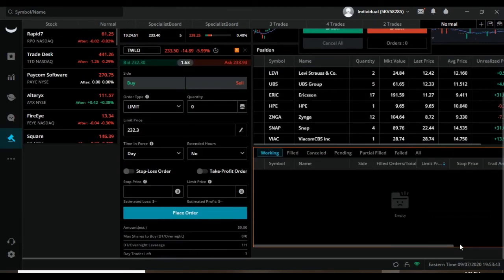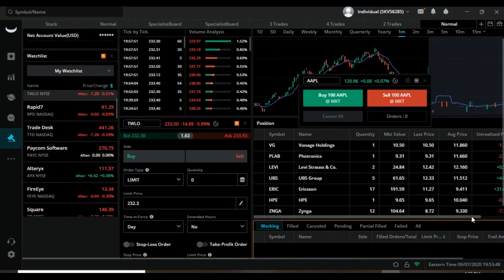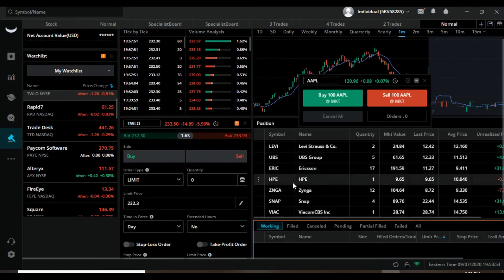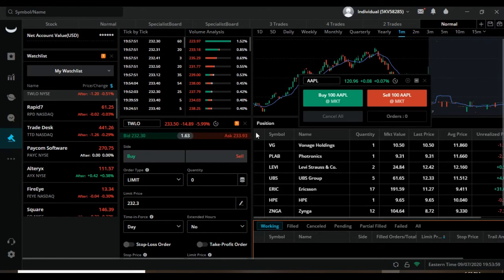Again, I've been using Webull for a few years now, ever since they came out. This is my primary platform. I use them to day trade. I use them to swing trade, and I do some investing with them as well. I find it's great.